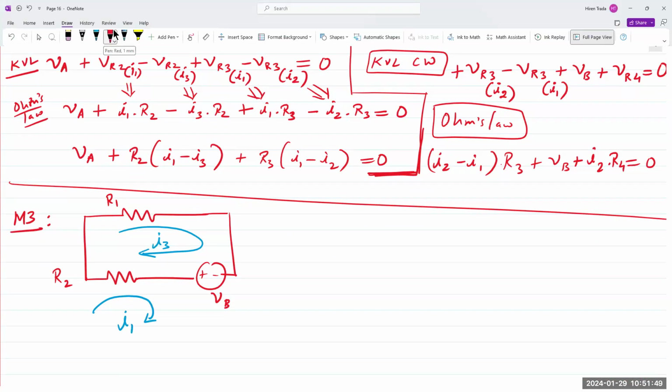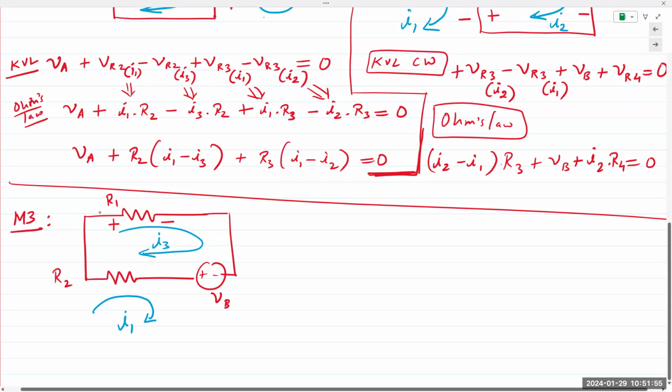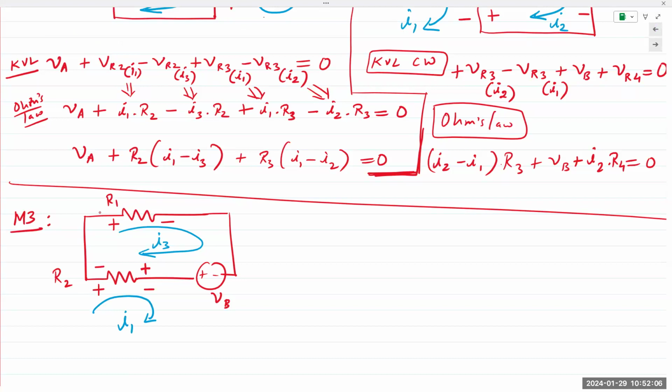Since I3 is entering R1 from the left, voltage polarity has a plus on the left, minus on the right. Since it's entering from the right for R2, it's plus here and minus here. And then plus here and minus here for I1. So again, R2 is shared between mesh 1 and 3, and so R2 has two voltage drops. And R1, of course, is not shared, only one voltage drop. If I apply KVL again in clockwise direction, I'm summing up voltages again from the bottom left corner.